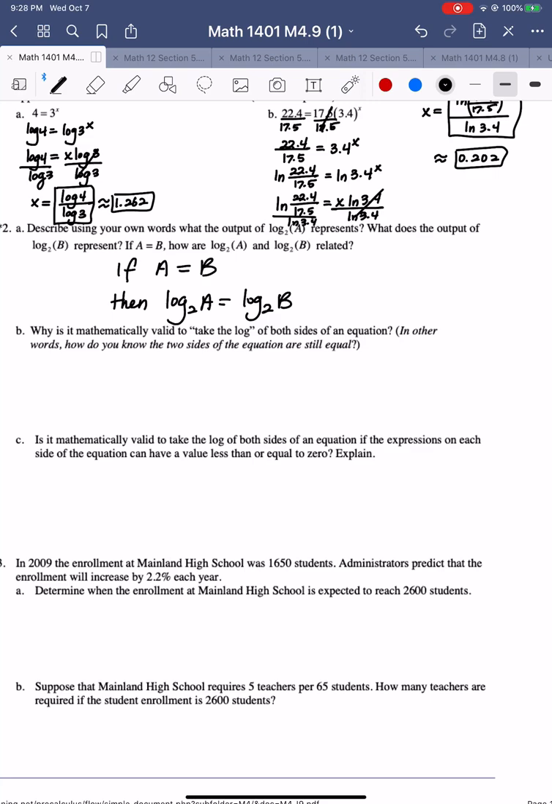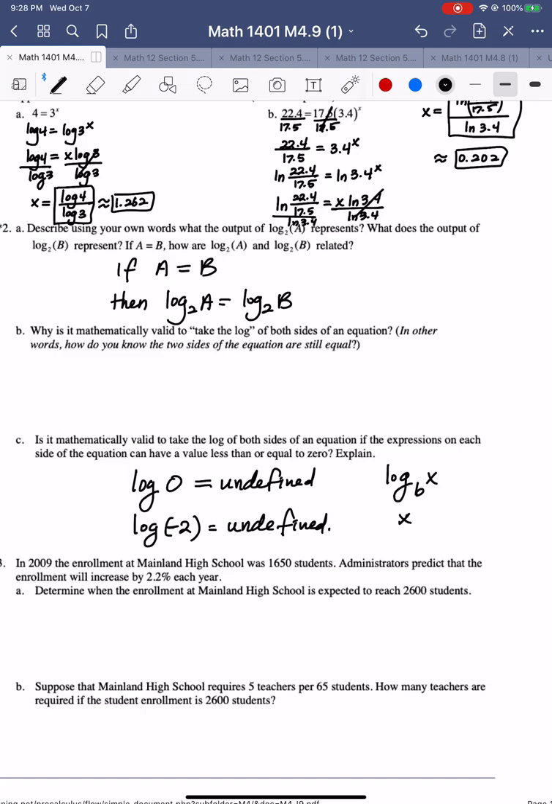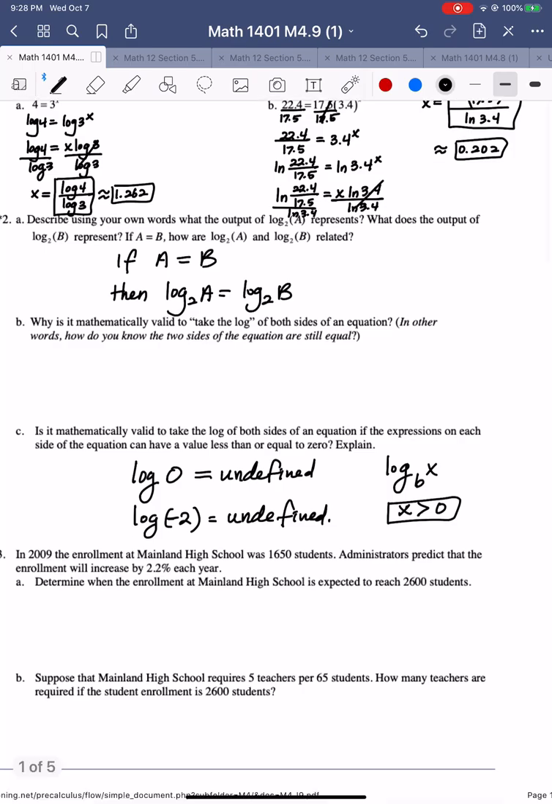And also what they're saying in part C is that the value cannot be negative here. It's not possible to take the logarithm of 0 or a negative number, because when you take the log, log of 0 is undefined, and log of any negative number is also undefined. Okay, because when you have a log with a base of x in here, in order to find the value of this, x must always be a positive number. Okay, that's important.